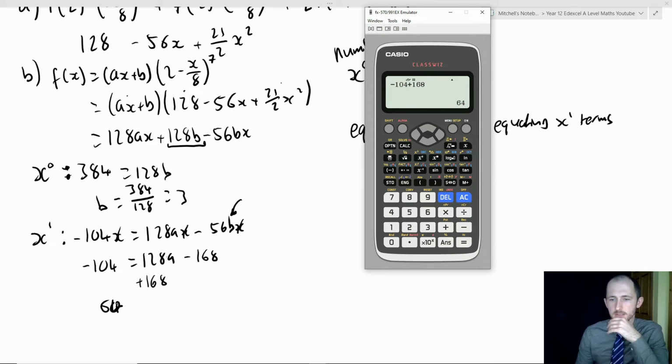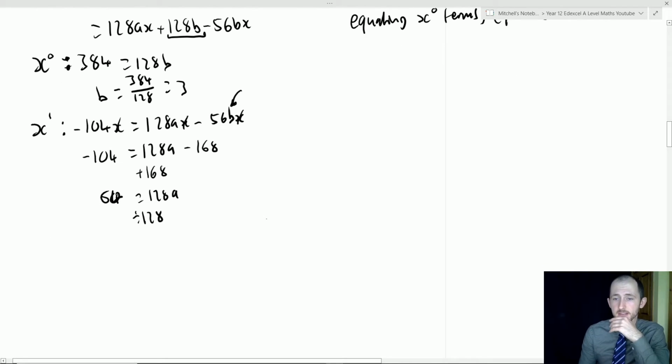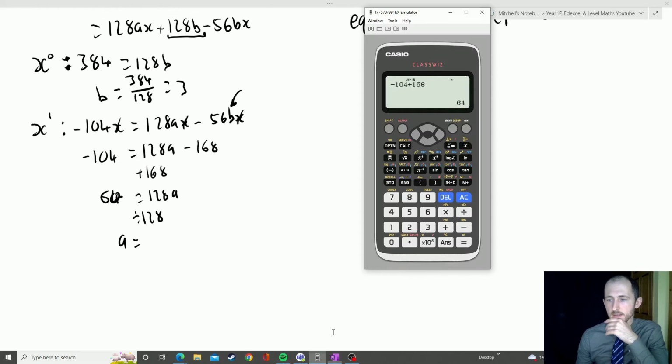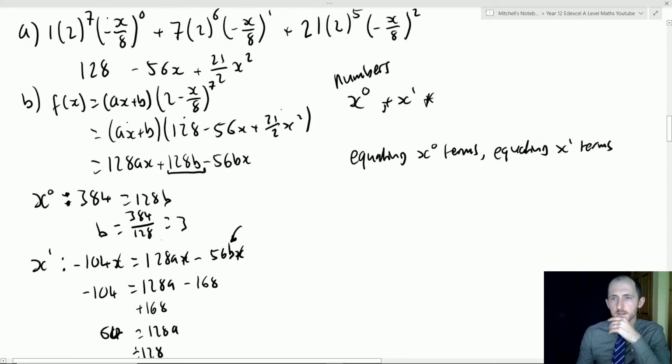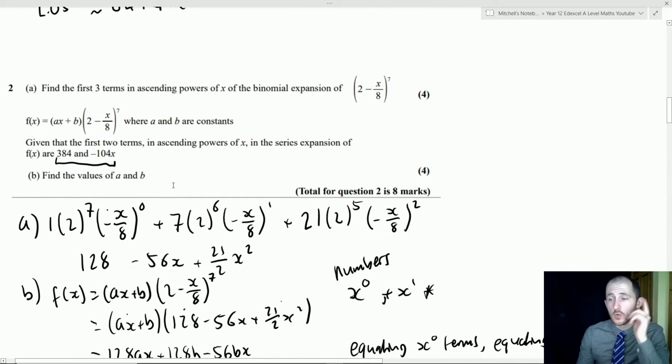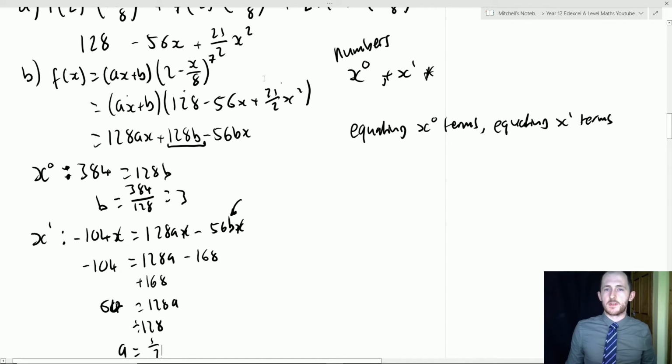64 equals 128a. Divide both sides by 128. Again, you probably know what the answer is already, but I'm going to use a calculator just to make a point. Okay? A half. And that there is also 4 marks. Okay? Which I don't think is too bad once you know what you're doing. The issue is knowing what you're doing.